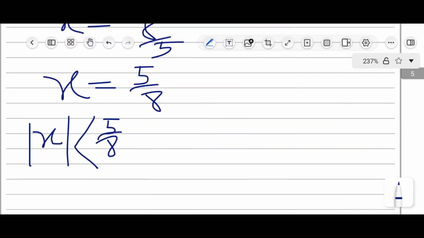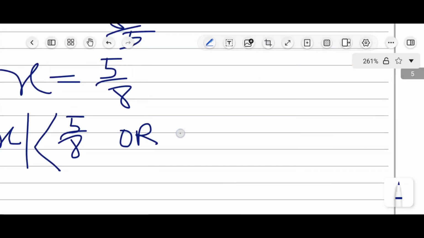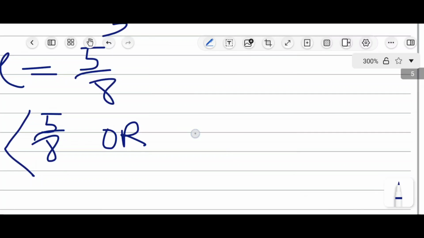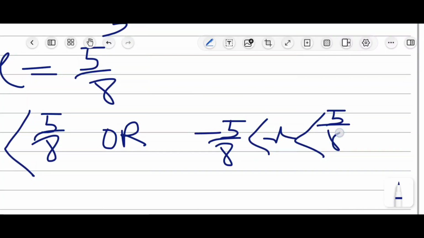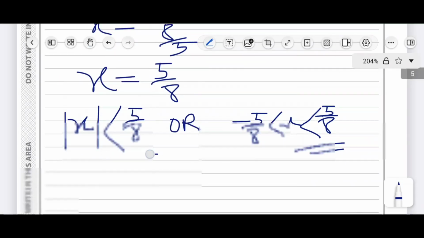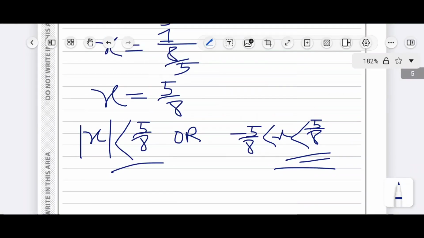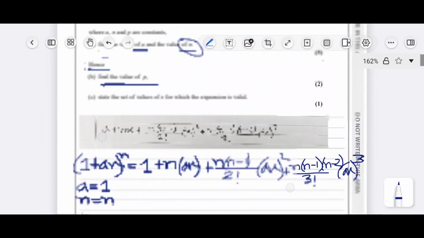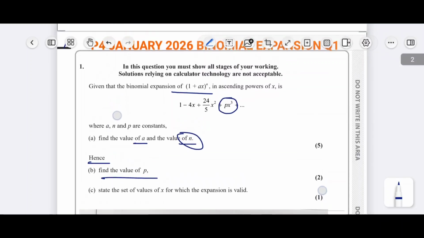Or there is another method, you can write it like this also: minus 5 by 8 less than x less than positive 5 by 8, like this way. There are two methods, both are accepted, so you can write any of these. So this is part C. We have completed January 2026 question number 1 from P4.